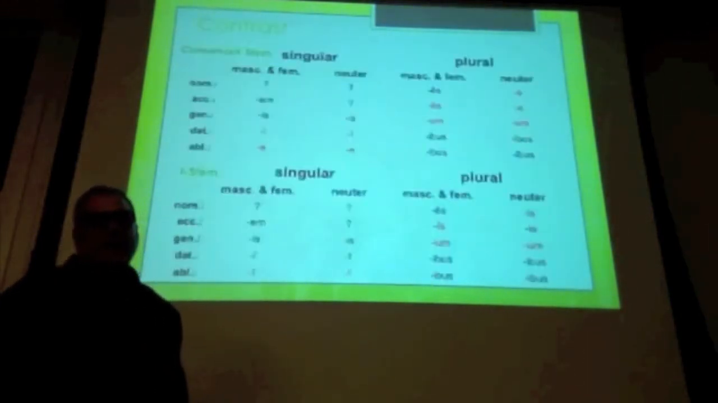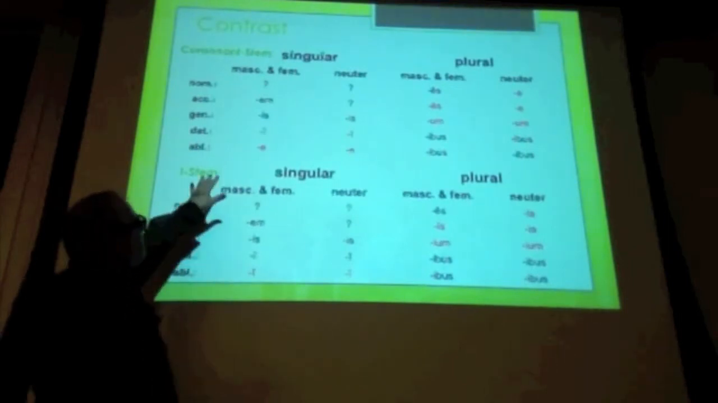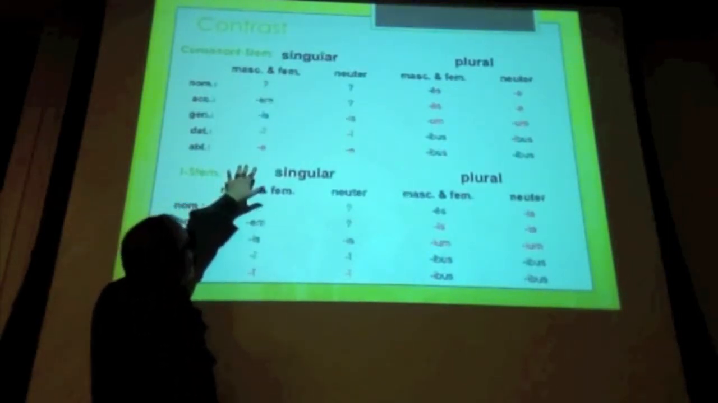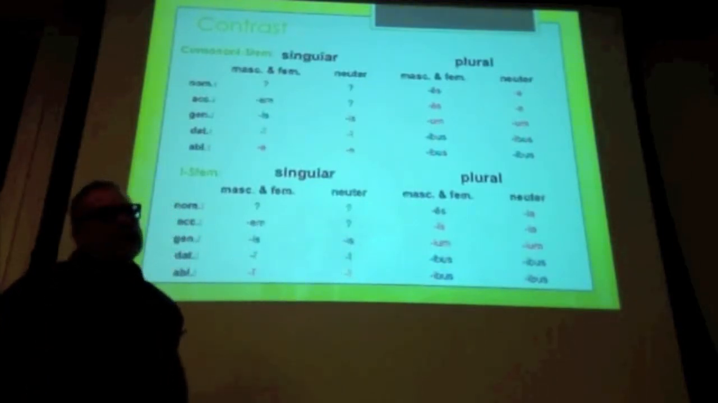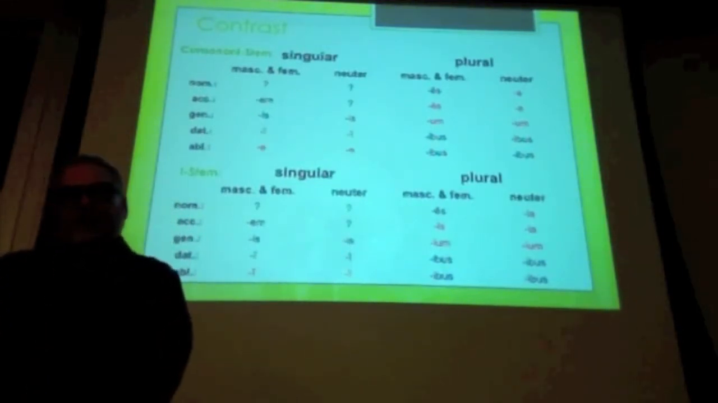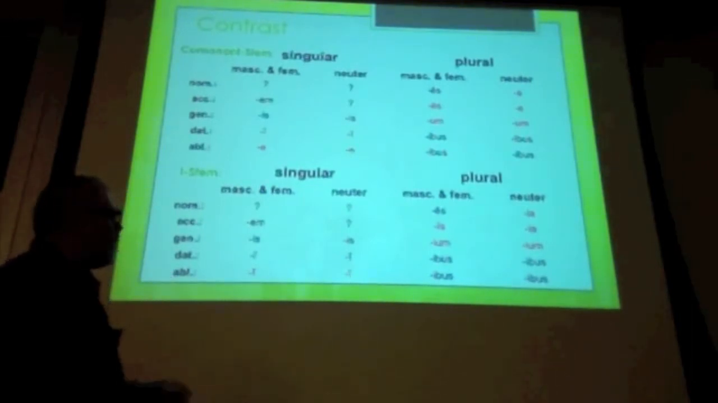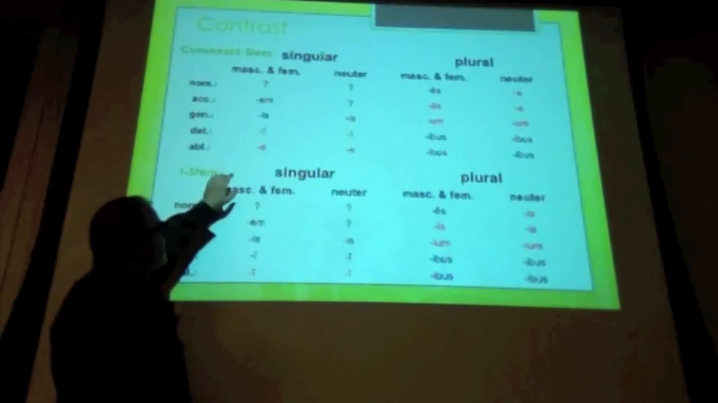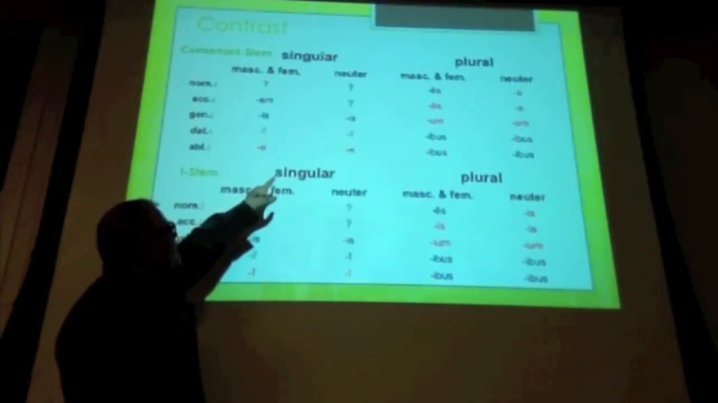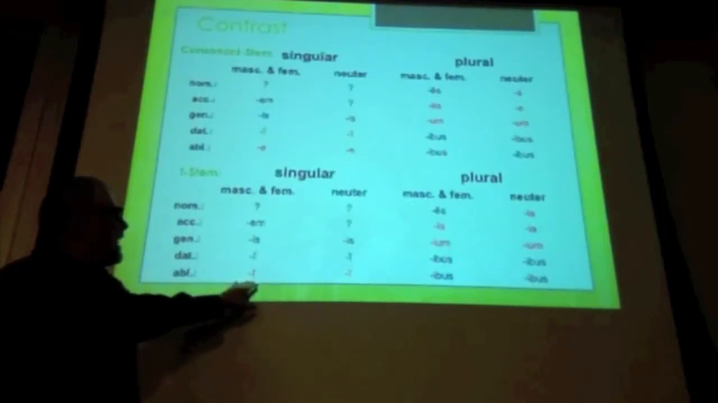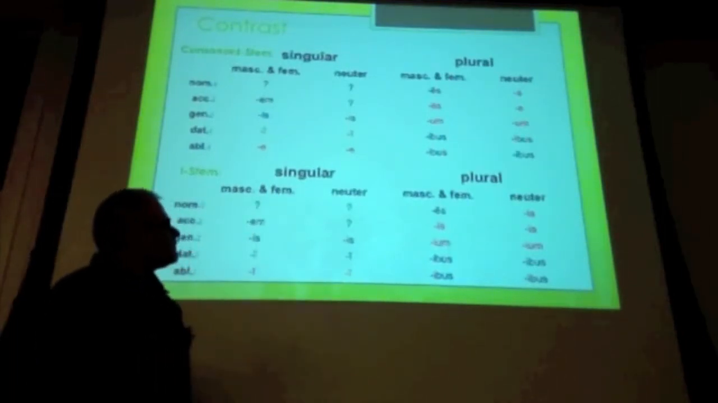Now let's put those next to each other. Up at the top here are the consonant-stem endings. Down here are the I-stem endings. If we look at them, there are actually very few places where they differ. Very, very few. They're almost the same. One place they differ is in the ablative singular. Consonant stems have E in the ablative singular. I stems usually have long I.